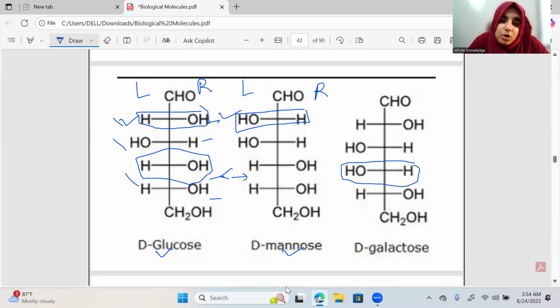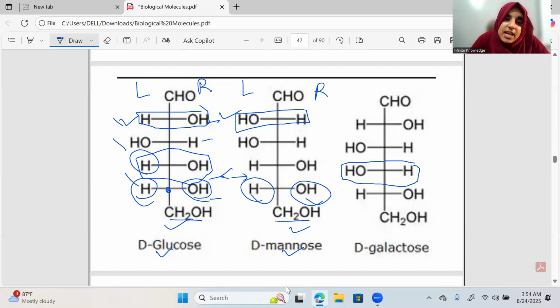For example, have a look over here. This point is the same, okay? Then have a look at this carbon. H is on the left. Over here, H is on the left as well. OH is on the right. Over here, OH is on the right as well. Next, have a look at this carbon. H is on the left. Over here as well, then OH on the right, then over here OH on the left and H on the right. Similarly over here, but it differs at this carbon, this one.